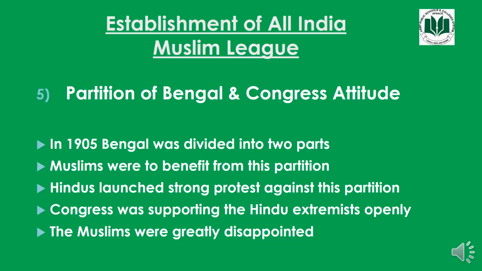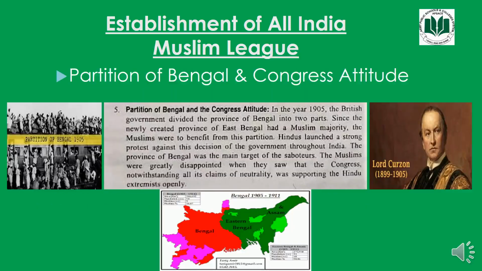But on the other hand, Hindus launched a strong protest against this partition, and Congress as a party strongly supported the Hindu extremists. The Congress was claiming that it was a neutral party who was working for the whole of India without any discrimination between the Hindus and Muslims. But the Muslims saw that Congress, notwithstanding all its claims of neutrality, was openly supporting the Hindu extremists. Therefore, this attitude of Congress greatly disappointed the Muslims.